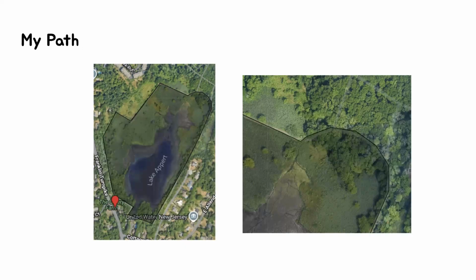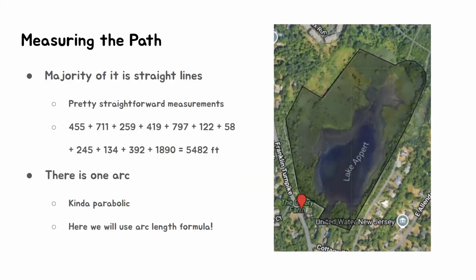The path I chose is this really nice hiking trail. To measure the path, the majority of this trail is made up of straight lines, so here, here, here. For these, I used the Google Maps ruler tool to find the lengths of all of them and added them together to get a total of 5,482 feet.